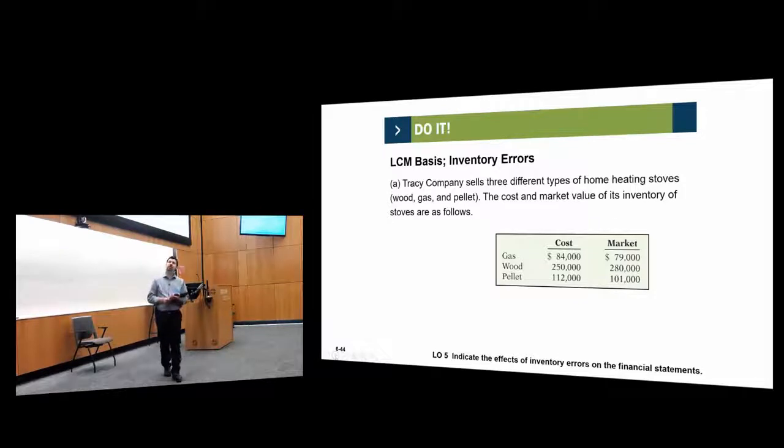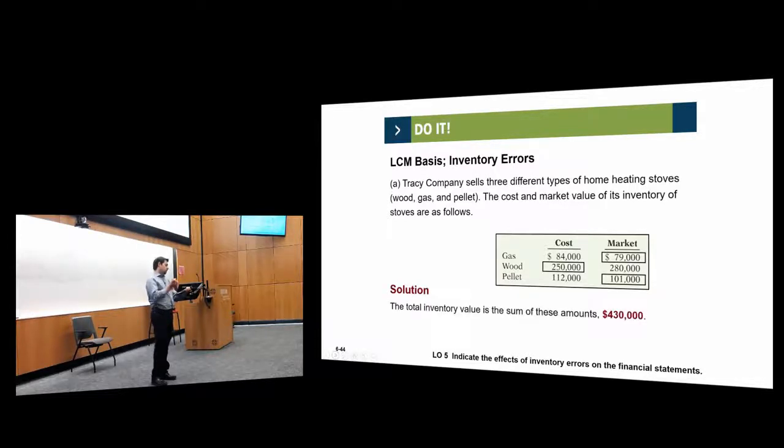So in this case, for example, for gas, which one will it be? Cost or market? Market. Wood? Pellets? Market. And the total would be the sum of those three amounts. And like we mentioned, LCM can also be applied to the total. Instead of just line item or category, you can also have it for the total inventory.